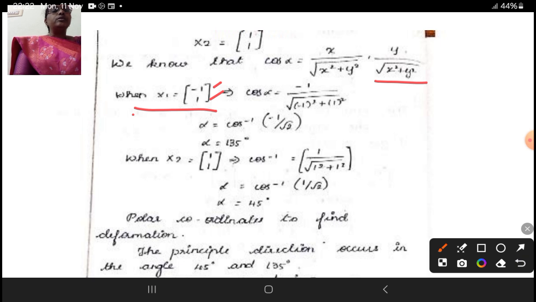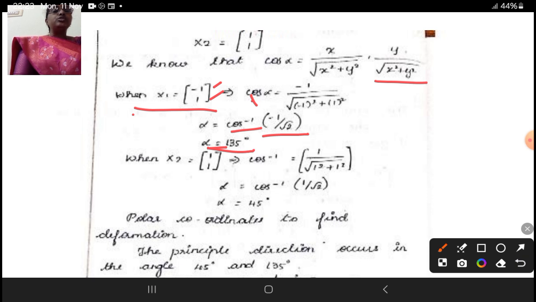So minus 1 divided by square root of (-1) whole square plus 1 square, that is cos alpha equals minus 1 by root 2. Take this cos to the right side, and it becomes cos inverse. So the alpha value is cos inverse of minus 1 by root 2. The value comes under the quadrant 2, and from this the alpha value is 135.